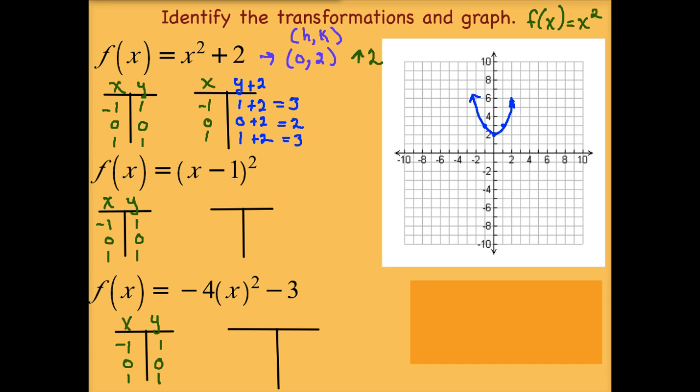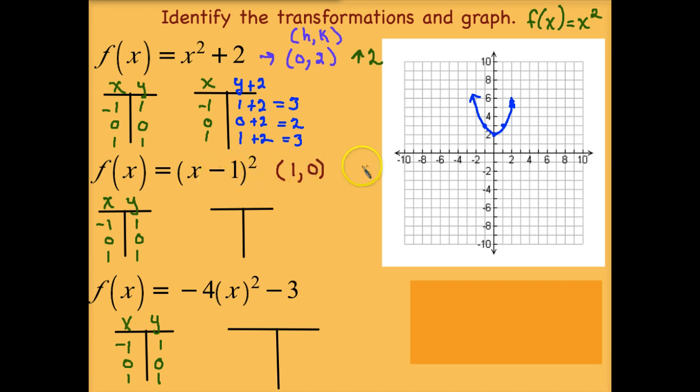Okay, let's look at a second example. So remember, we start with our parent function, we list our parent function key points, and then we transform those. Let's start with our vertex. Our vertex is h and k, remember, and our h value is always going to be the opposite, so this is really x minus a positive 1, so we have plus 1 here. We have no k transformation, so that's 0.